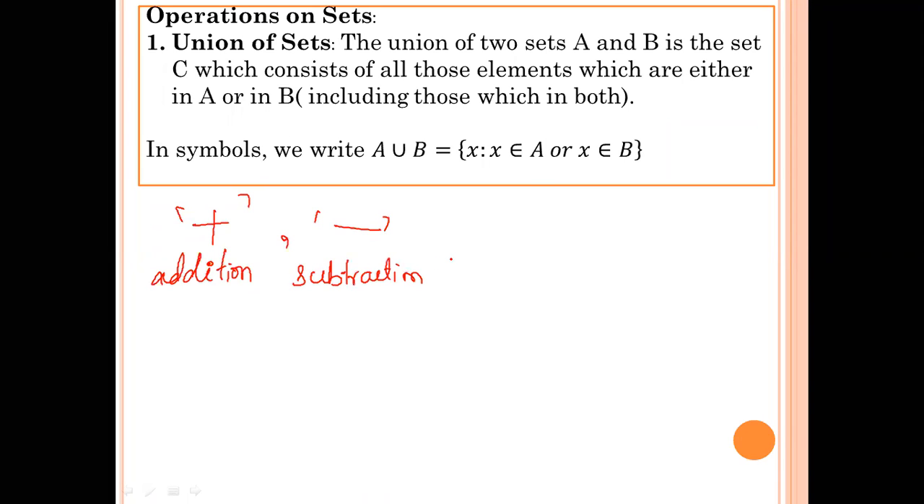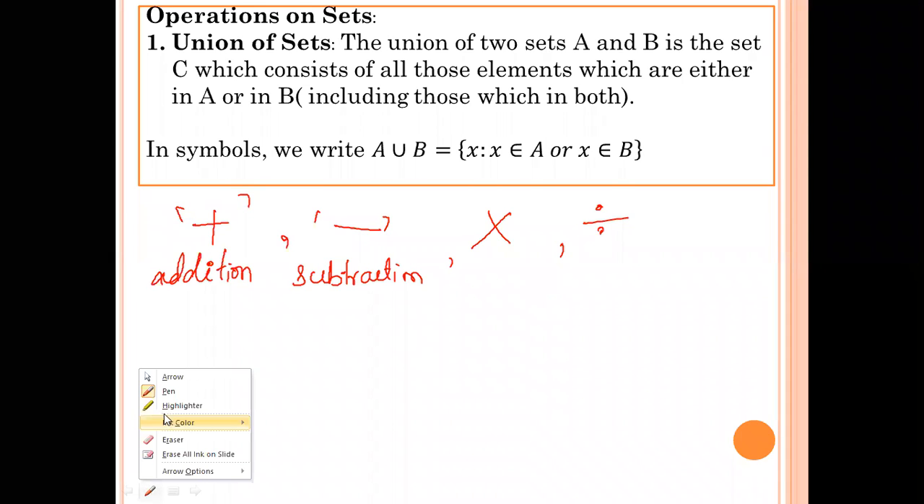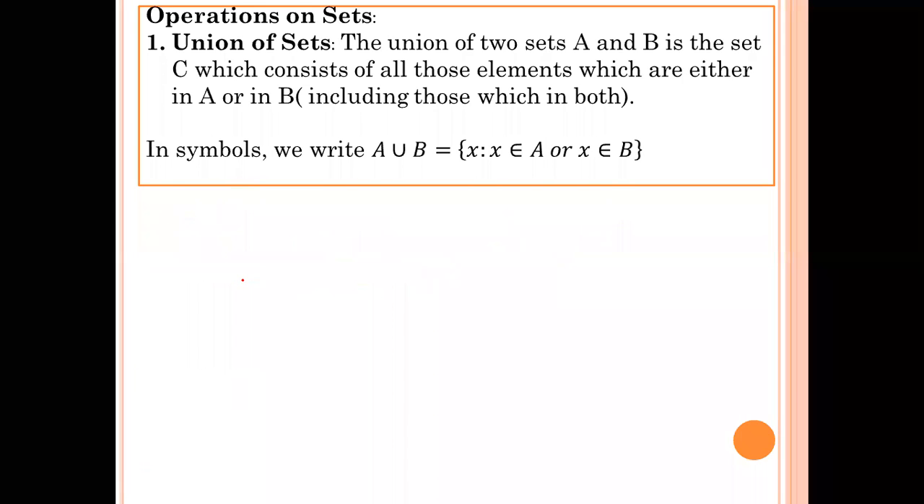So when you're talking about operations in mathematics, you should remember it is nothing but plus, minus, into, and division. That is addition, subtraction, multiplication, and division. These are the basic operations which you have studied in your lower classes. Now you have surpassed numbers and come to sets. In sets also we have certain operations, not many. Out of that, the first one is union of sets.